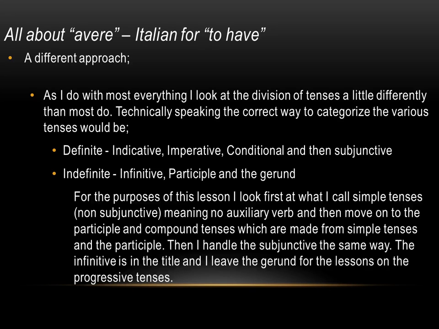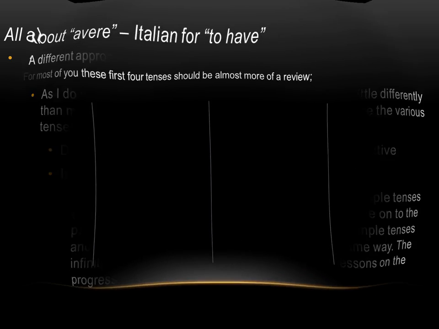For purposes of this lesson, though, I look first at what I call simple tenses, the non-subjunctive simple tenses, meaning no auxiliary verb, and then move on to the participle, and the compound tenses, which are made from the simple tenses and the participle. The reason I do that is if you know what the past participle is, and you learn the simple tenses, then when you get to the compound tenses, you're just putting together things that you already know. I think it makes it a lot easier that way. Then I handle the subjunctive in the same way. The infinitive is in the title, avere, and I leave the gerund for the lessons on the progressive tenses.